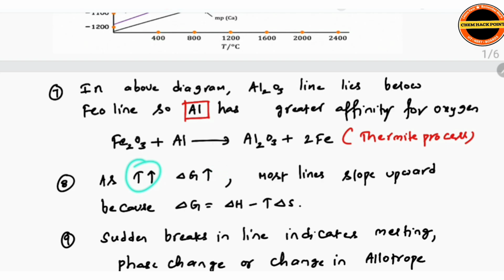As temperature increases, delta G increases. Here we are taking the standard value only. Delta G increases.